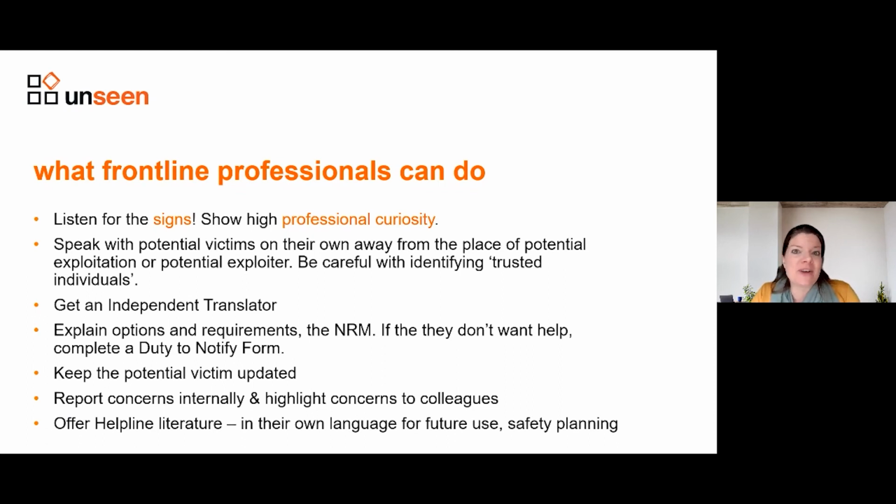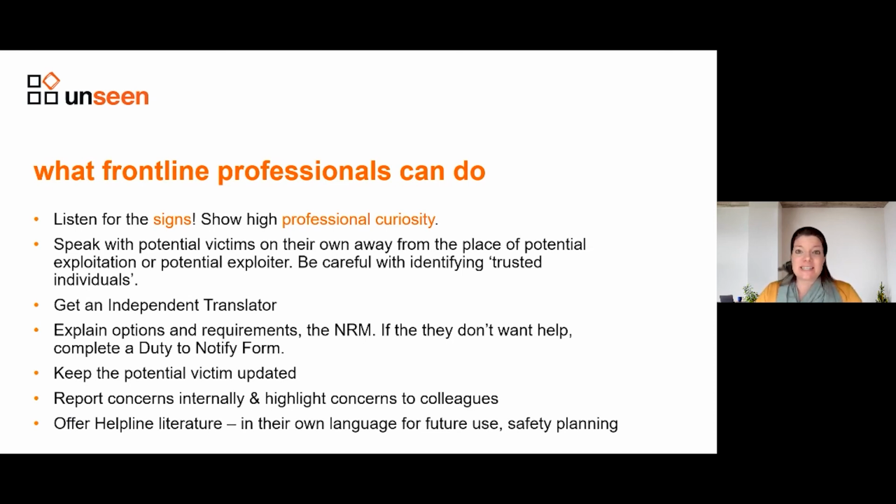Please get an independent translator. We have so many cases, particularly in hospitals, where it feels like, well, they say they're their cousin and they're translating. If you have any inclination that it's not a good situation, I would encourage you to get an independent trusted translator and remove that victim from the exploiter and have a chance to talk to them. Maybe everything is fine, but letting someone else translate is very risky.